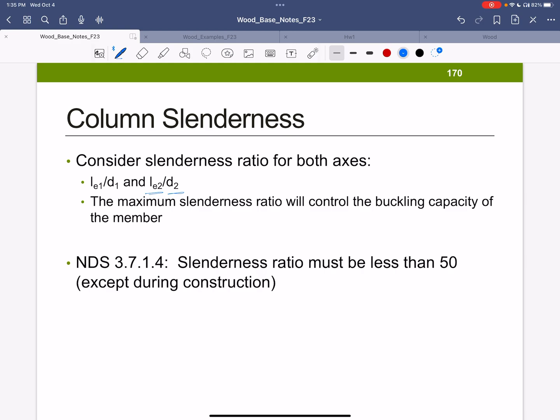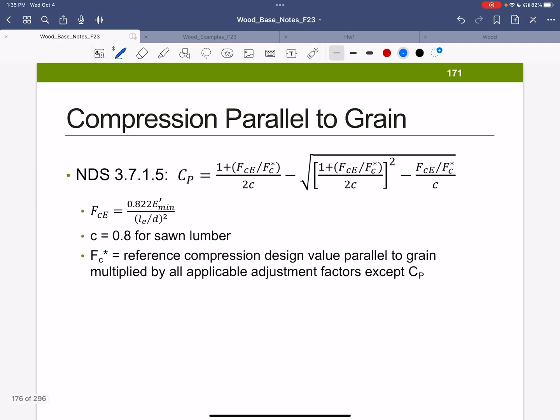And slenderness ratio must be less than 50, other than in construction. When you're putting it together until you have everything braced in and supported, it may be a little bit more, but after you have completed it and it's all braced in, and then you're going to put in the full loads, then it has to be less than 50.